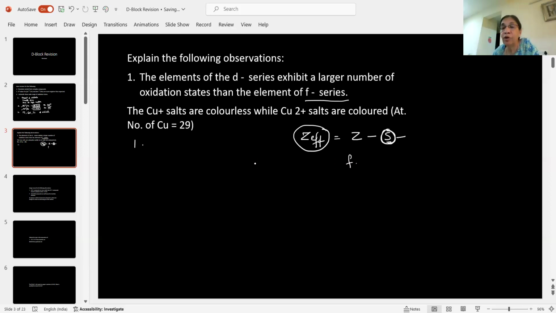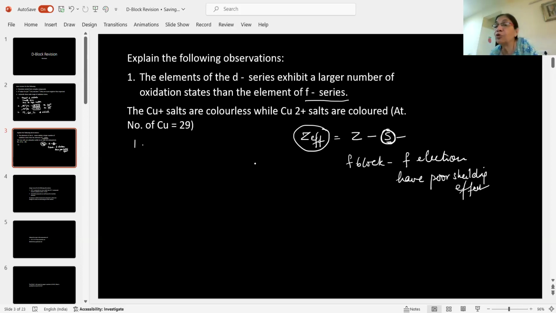So in F block, what happens? The F electrons have poor shielding effect. Since the shielding effect is poor, the effective nuclear charge is more. That means the nucleus pulls the outermost electrons closer to itself. If the outermost electrons are close to the nucleus, they will not be removed easily, and there will be lesser oxidation states.